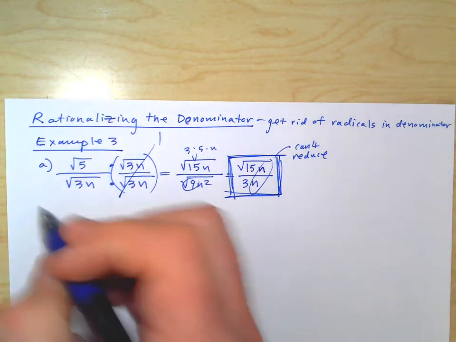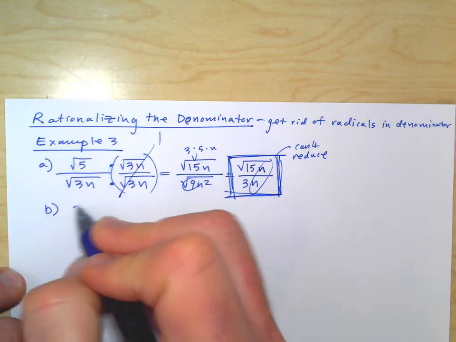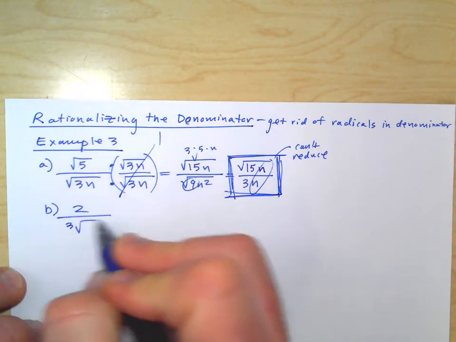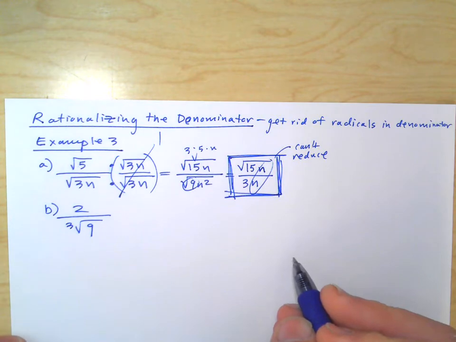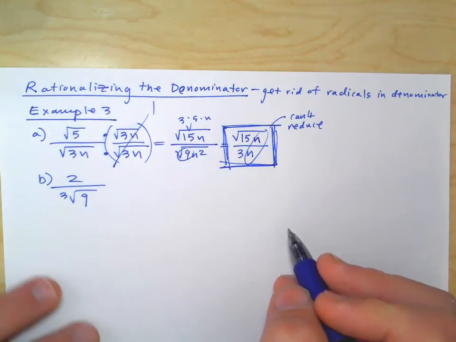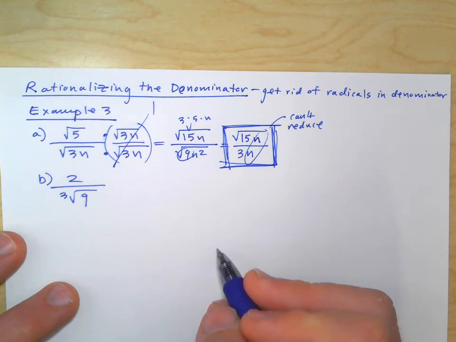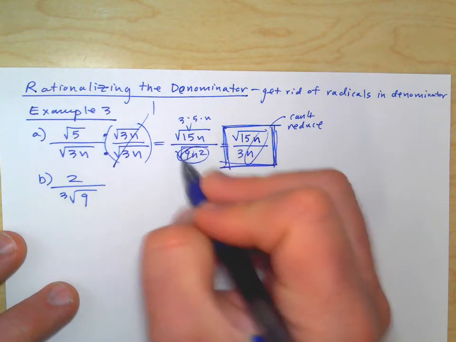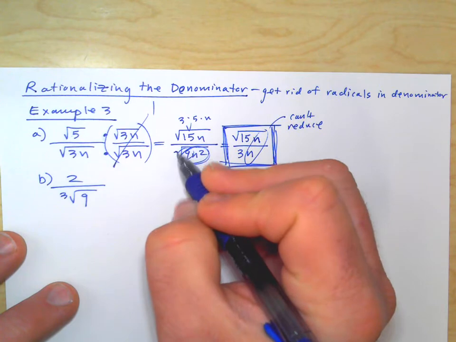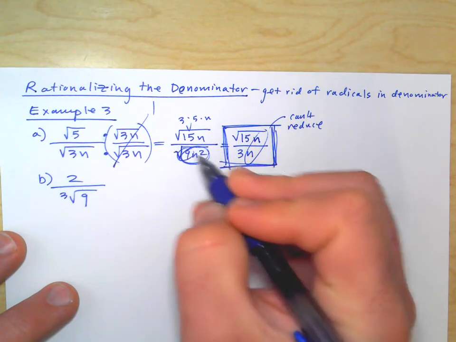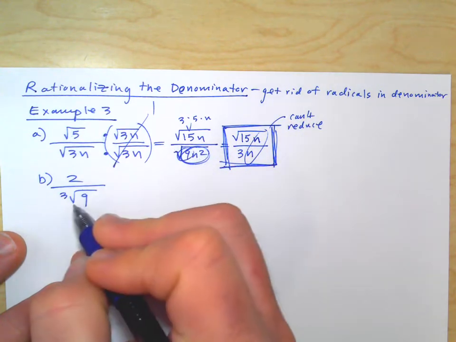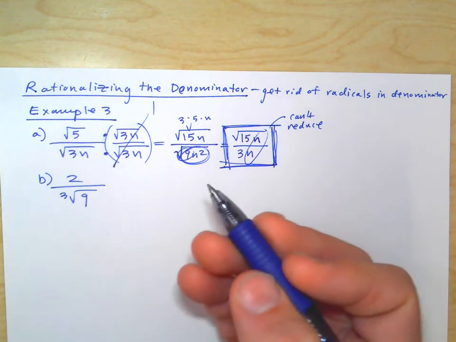Let's do another example. 2 over the cube root of 9. Now this one's a cube root. If you just multiply by another cube root of 9, it's not going to work. Our goal is to get something inside that matches the kind of root it is. Like that's a square root, we needed things that were squared. Cube root, we need something that's cubed inside, right?